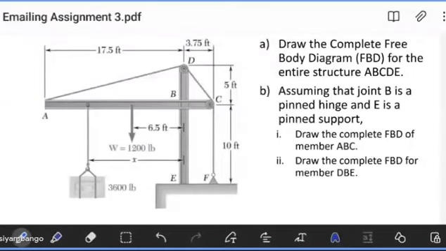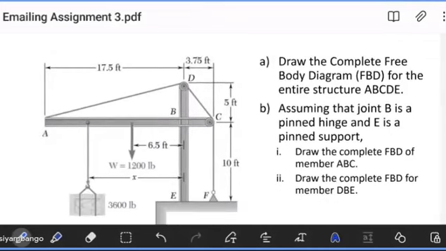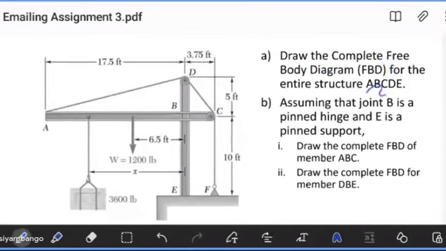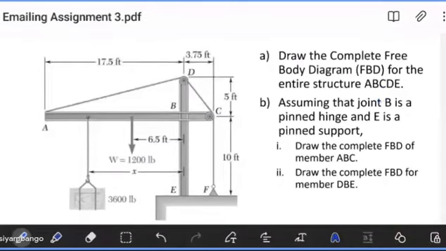All right, so for this class, we want to see how we answer questions like this. And here, the question is very straightforward. They want us to complete the free body diagram for the entire structure. Now, it's important to understand which parts they mean. And here they're saying for the entire structure. And they actually go on to label exactly what they mean when they say entire structure.